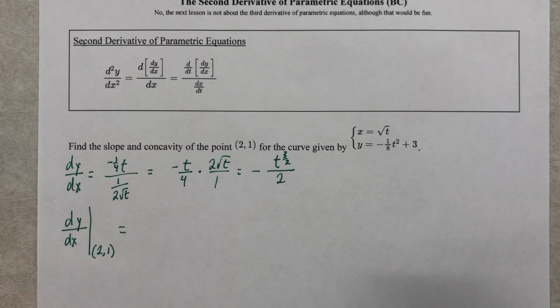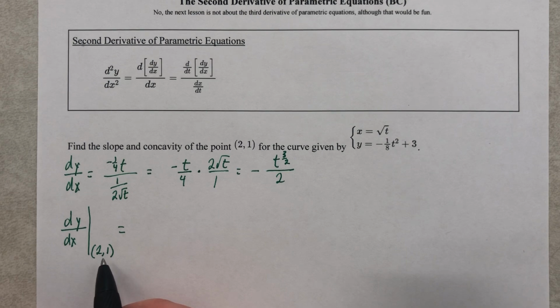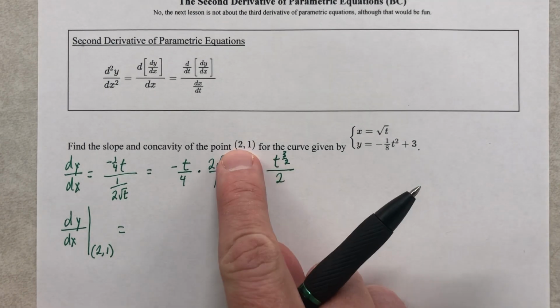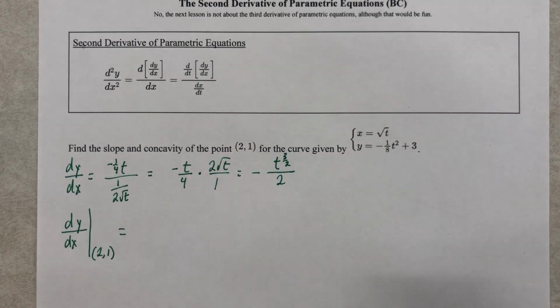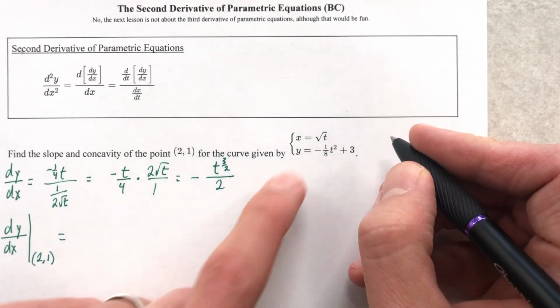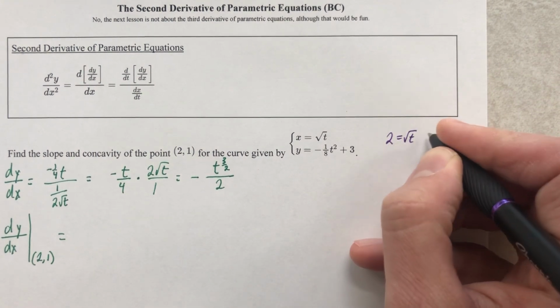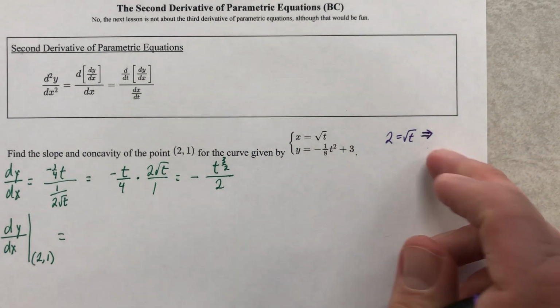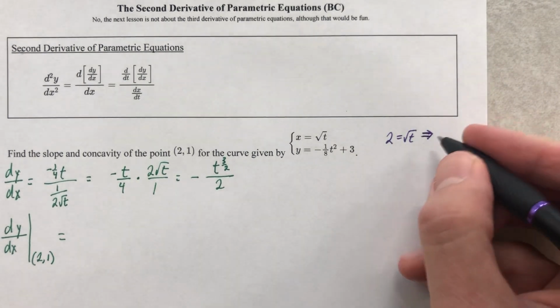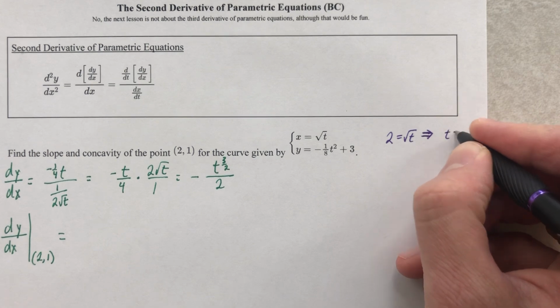So what we're going to do is find the t value where this coordinate takes place. I'm switching colors here, we're going to go to purple. So x is 2, which is the square root of t, which means that t equals 4.